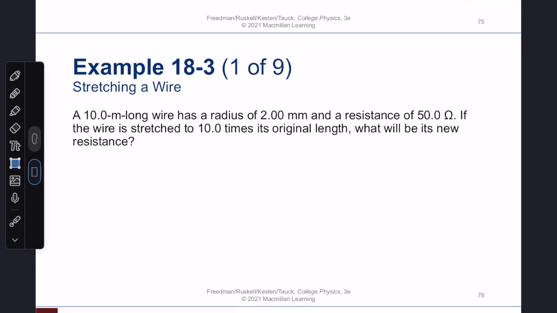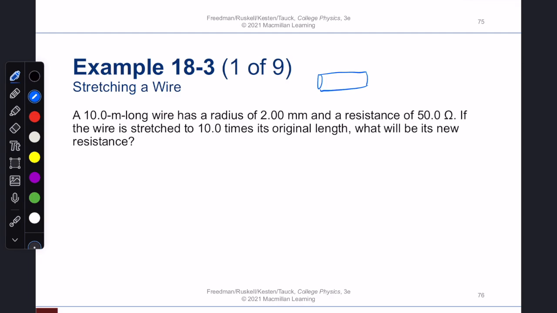So let's do this example together. In this example, we have a 10-meter long wire with a radius of 2 millimeters. So we're starting off with the wire, okay? The dimensions are obviously not to scale. And the resistance of that wire is 50 ohms. The question is, if we stretch this wire to 10 times its original length, what will be the new resistance?